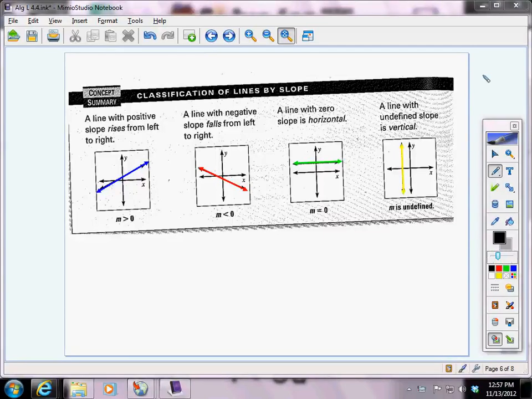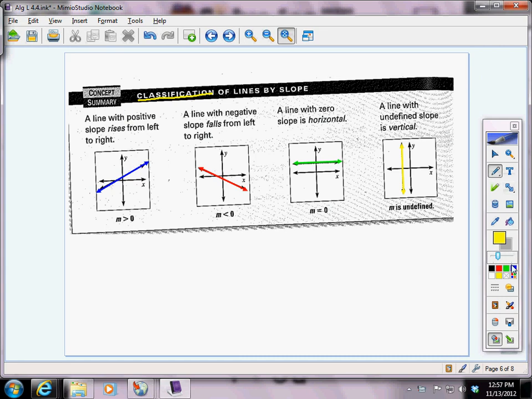Let's look at some classifications of lines by slope. I apologize for this being tilted here, but it just copied badly. Now this says classifications of lines by slope. Okay? This doesn't tell us what the slope is. It just is a way to describe it.